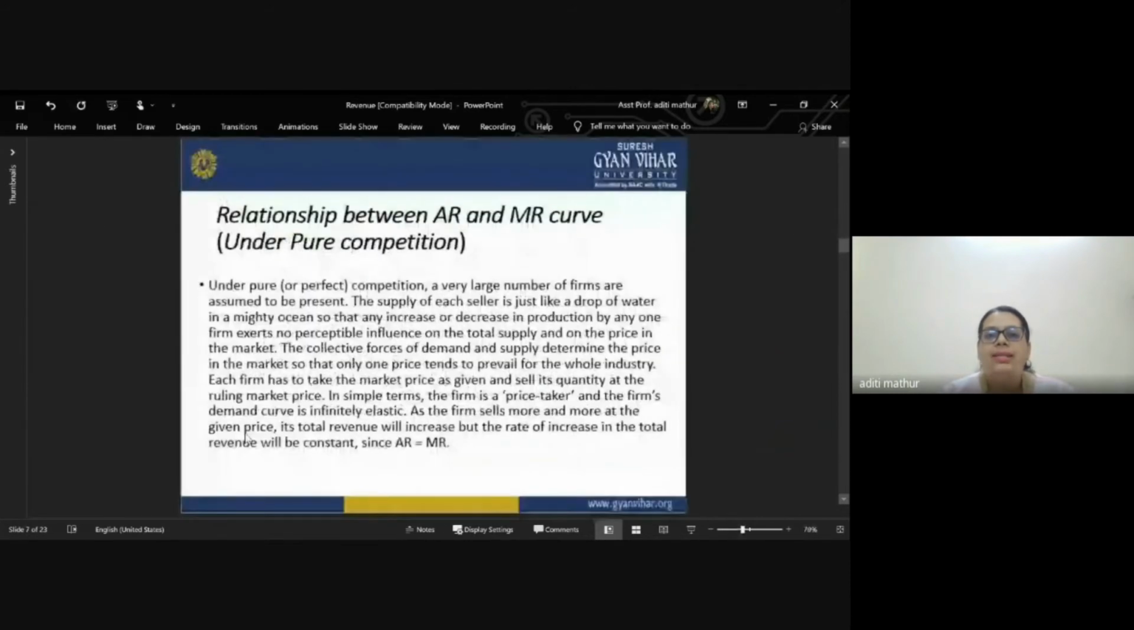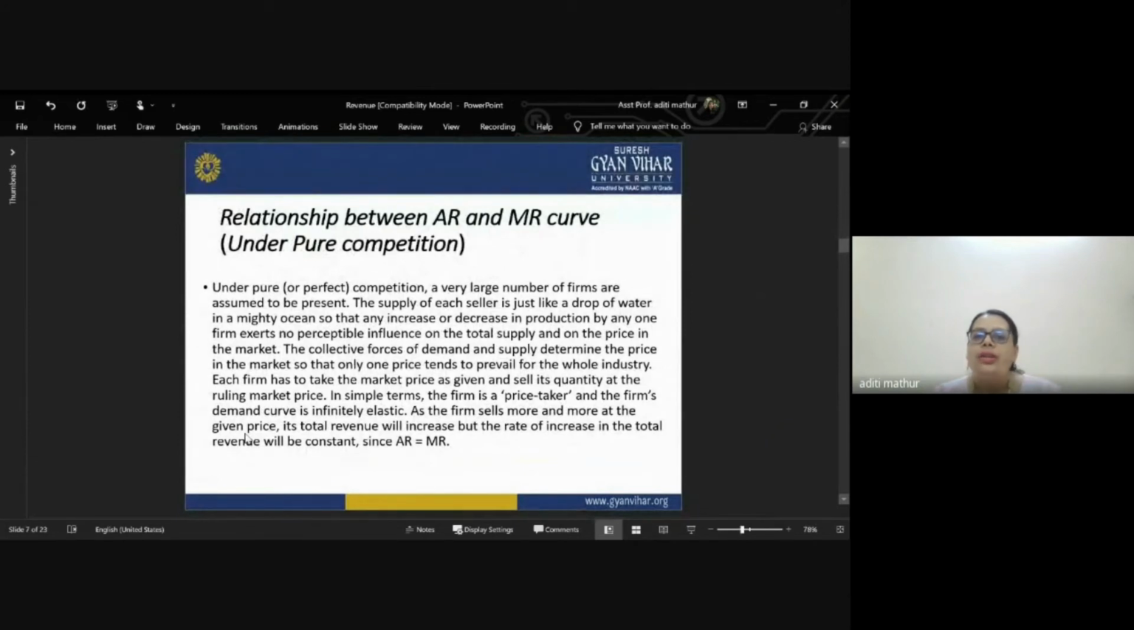Now let us understand the relationship which exists between AR, that is your average revenue or the price, and MR, which is your marginal revenue, under pure competition. Pure competition, also known as perfect competition, assumes a large number of firms. All the firms in perfect competition sell homogeneous goods, because they all sell the same type of product. The supply of each seller is just like a drop of water in a mighty ocean, so that an increase or decrease in production by one or more firms has no influence on the total supply and on the price in the market.